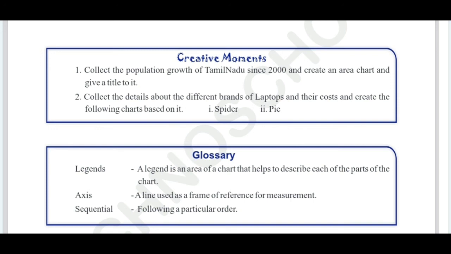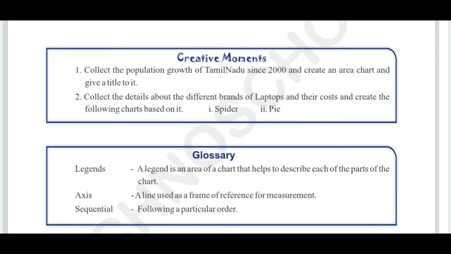Next one, glossary. Legend. The meaning of legend is: a legend is an area of a chart that helps to describe each of the parts of the chart. Axis, a line used as a frame of reference for measurement. Sequential, following a particular order. I hope you know the sequential. Now giving an order wise, orderly, ascending order 1 2 3 4 5 like that.